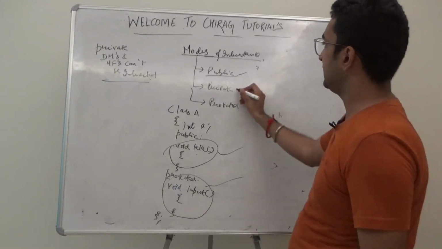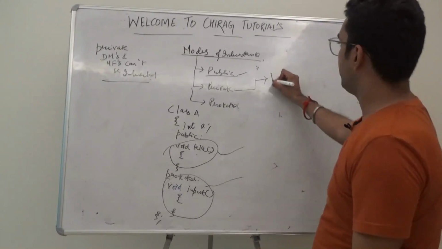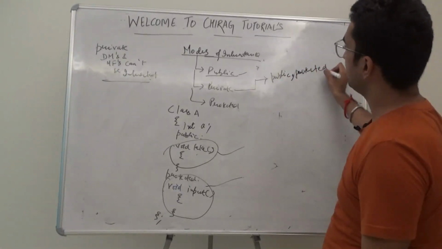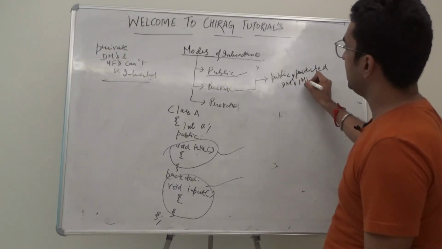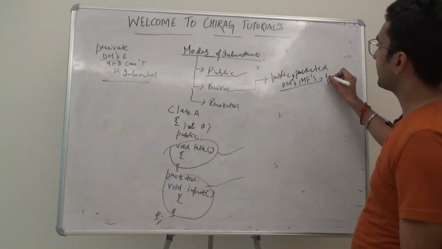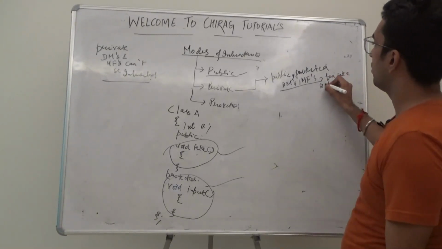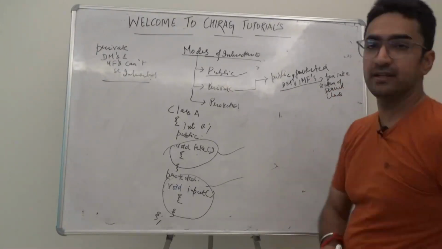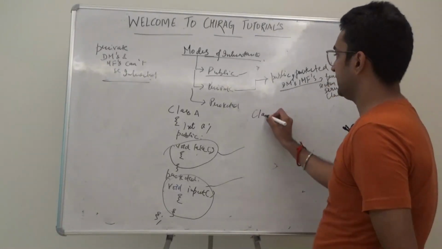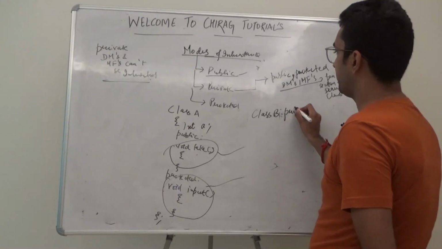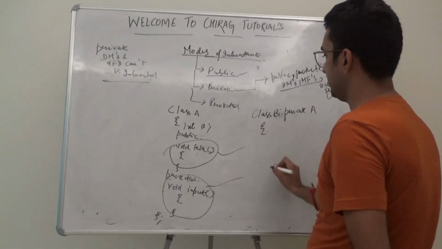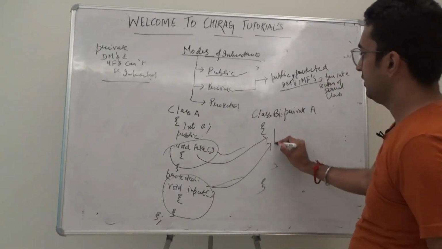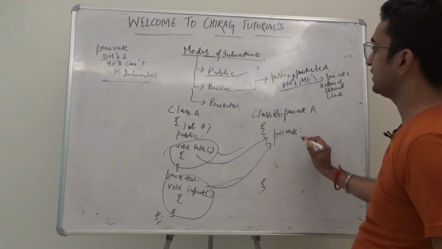Now we have the private case. Private case says all the public and protected data members or member functions go in the private section of the derived class. It means if I write class B private A, this void take and this void input by default will go in the private section of class B.